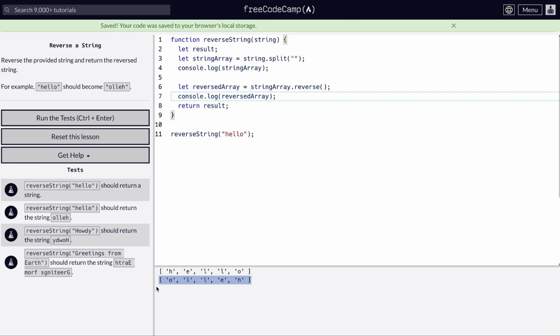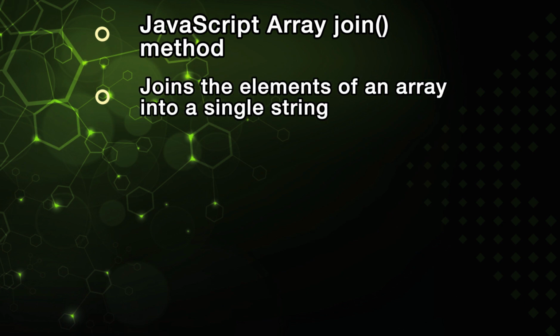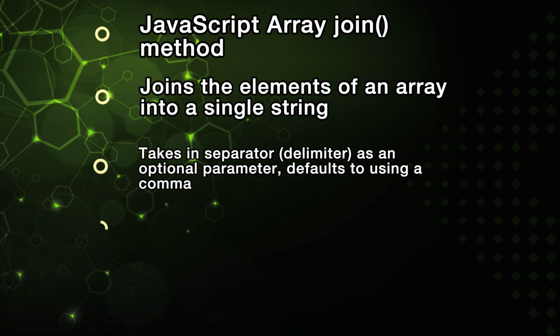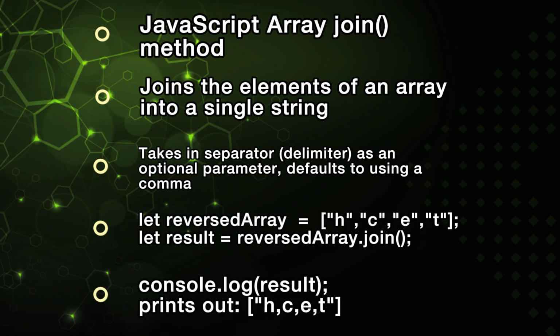Next, we will need to use the array join method to turn our array back into a string. The join method joins the elements of an array into a single string. It takes in a separator or delimiter as an optional parameter. If no parameter is passed into the method, it defaults to using a comma.